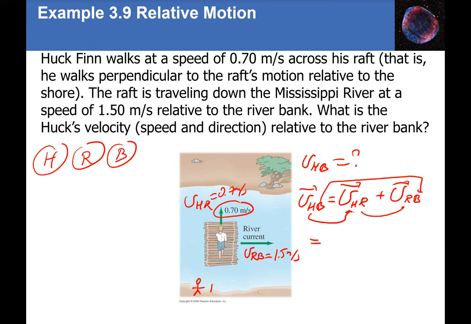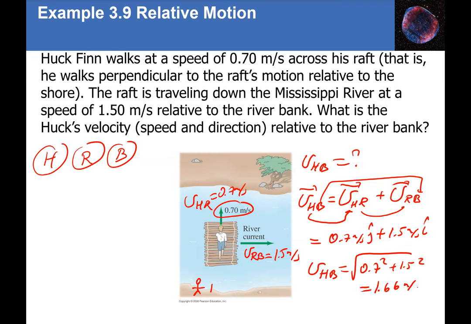This equation gives me the velocity of Huck relative to the raft as 0.7 meters per second in the j hat direction, plus the velocity of the raft relative to the bank as 1.5 meters per second in the i hat direction. I can't add them algebraically, but I know those are the components, so the velocity of Huck relative to the bank is the square root of 0.7 squared plus 1.5 squared, and I get 1.66 meters per second. That means this observer measures the speed of Huck to be 1.66 meters per second.